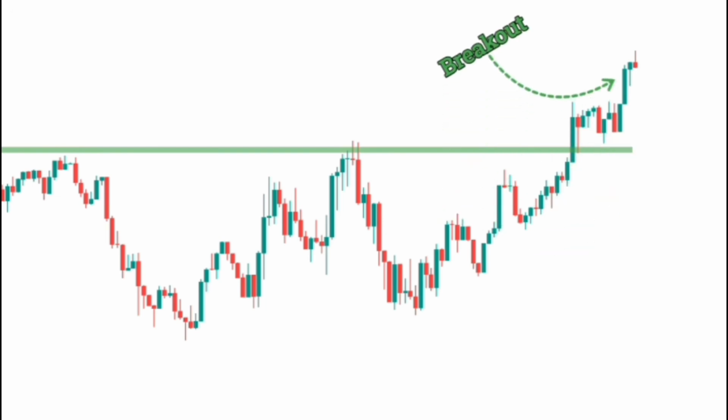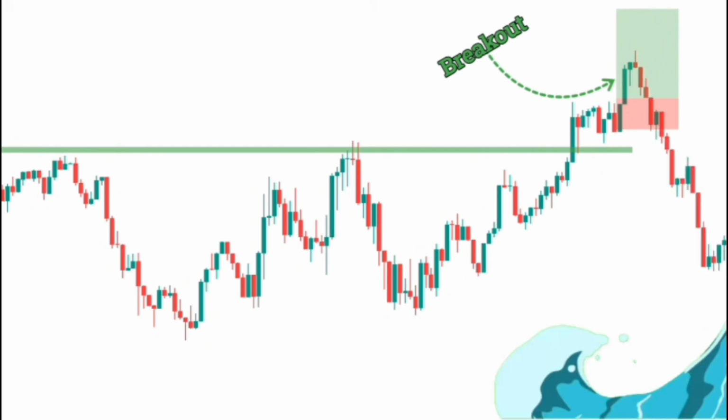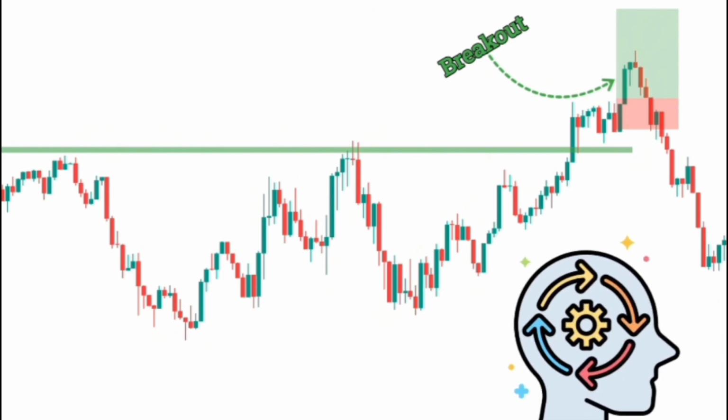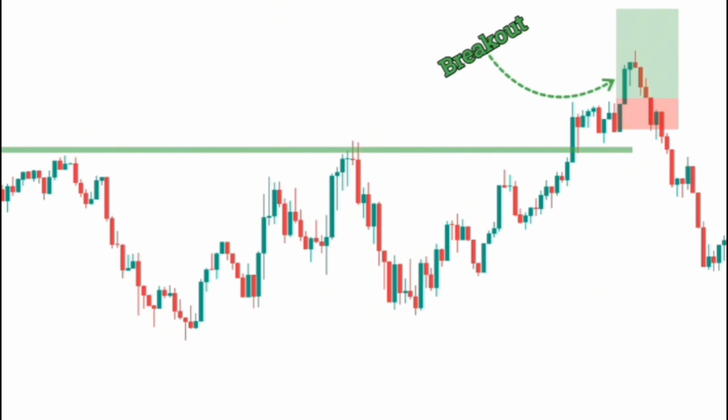Retail traders assume it's a real breakout and rush to buy. But that's exactly where institutions fill their sell orders. Once their positions are filled, the market reverses sharply and drops. This is why your stop loss often gets hunted. Institutions understand retail psychology. They know exactly where most traders place their stop losses. Once you understand liquidity sweeps, you stop thinking like the crowd, and you stop getting trapped by it.